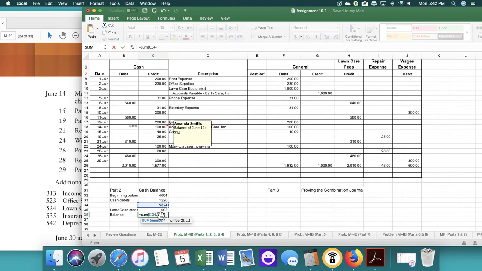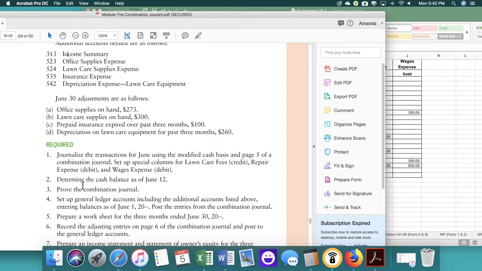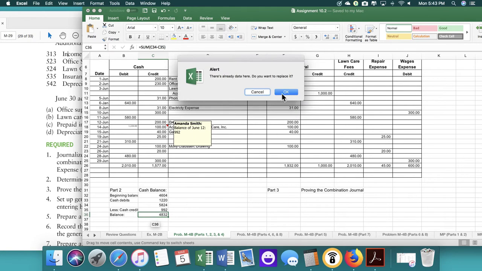This minus this. So that's 4832. So that is part 2, is finishing up the proving the balance as of June 12th. That's going to tell us what our cash balance was at that point.